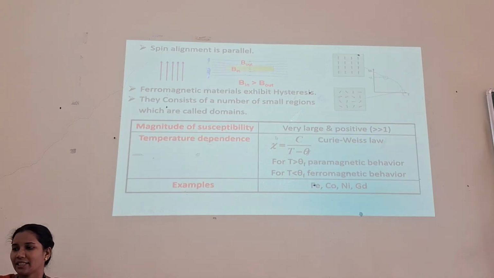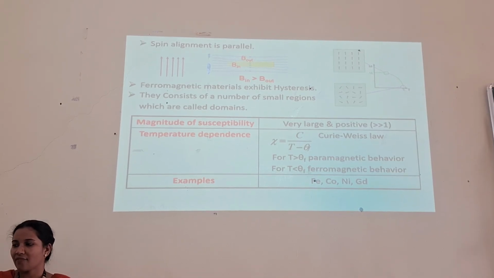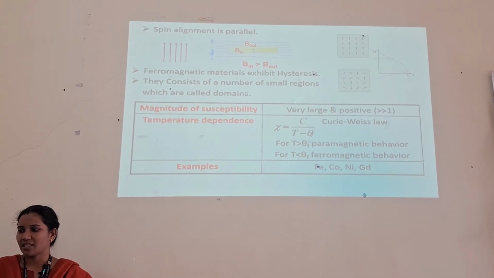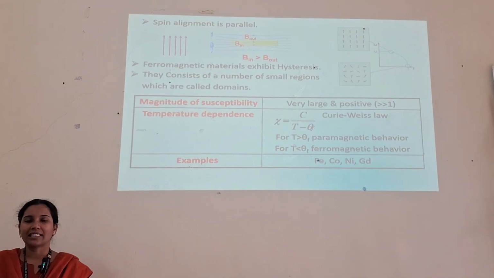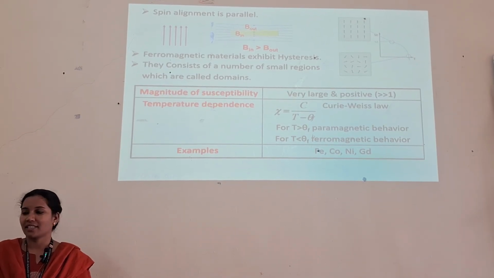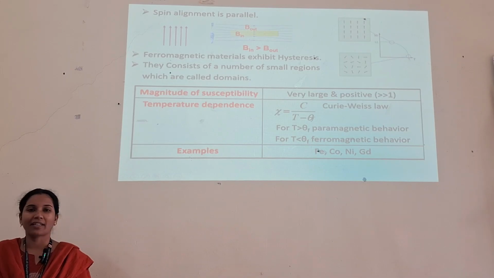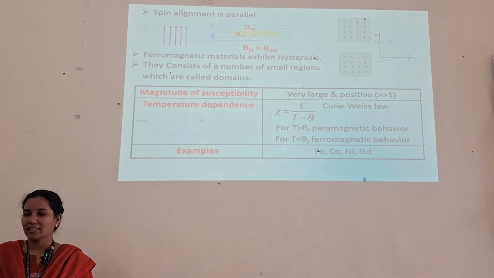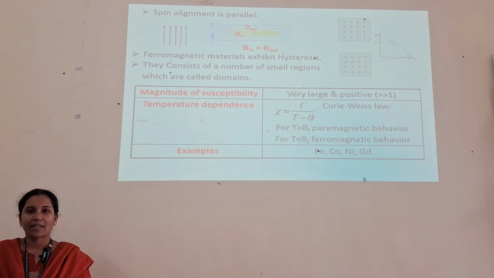So these are the properties. The magnitude of susceptibility is very large and positive, and temperature dependent: chi is equal to C by T minus theta F, which is the Curie-Weiss law. For theta greater than T greater than theta F, it is paramagnetic behavior. T less than theta F, it is ferromagnetic behavior. The examples of ferromagnetic materials are iron, cobalt, nickel and gadolinium.